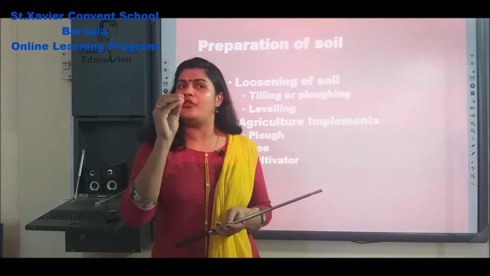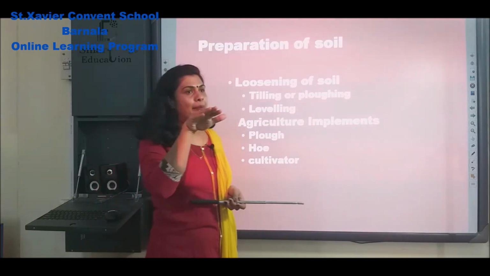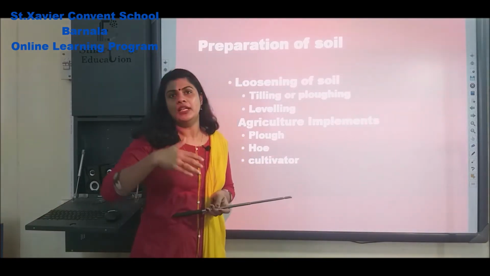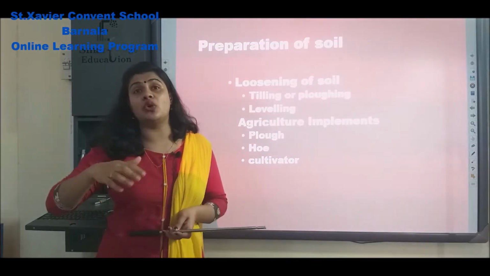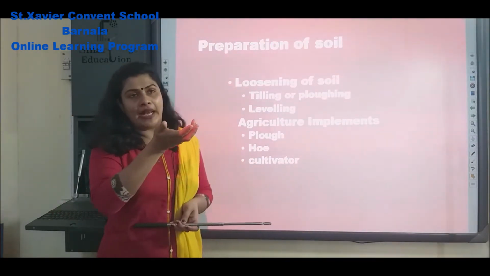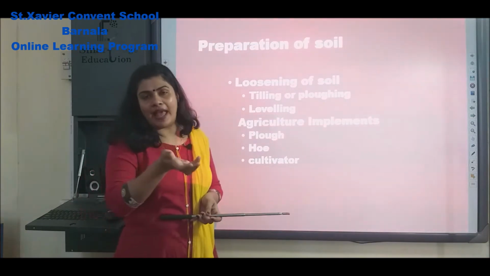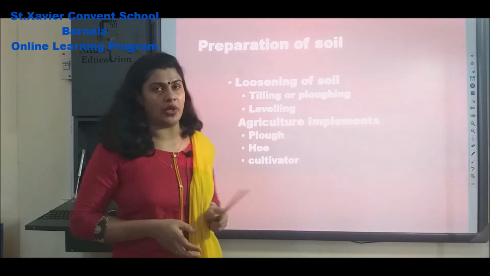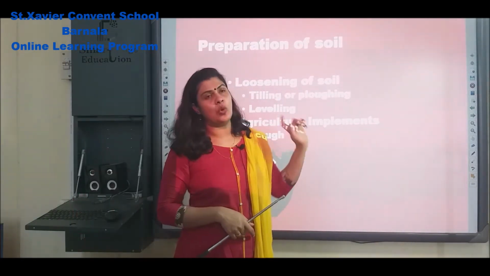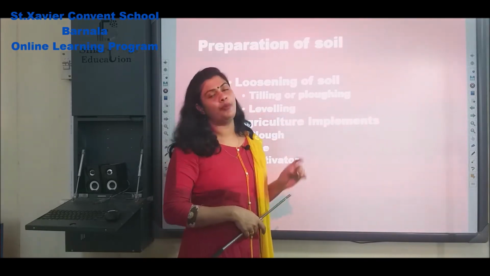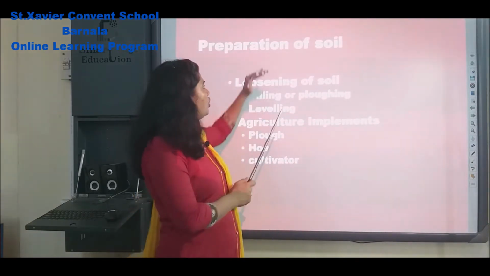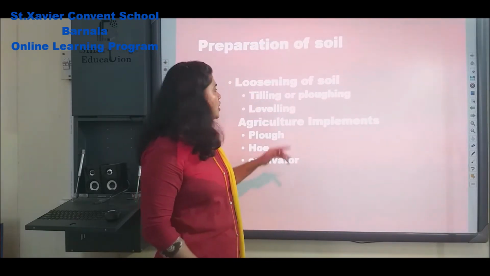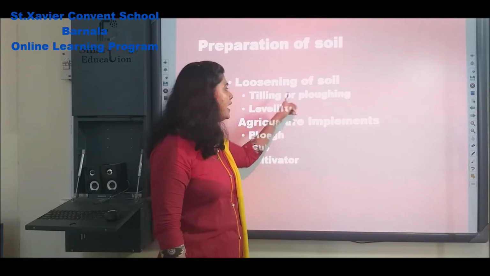As you all know, only a few centimeters of the top layer of the soil supports plant vegetation. So when we are turning or loosening the soil, what will happen? The nutrients present inside the soil will come to the upper layer, so the plant can easily absorb these nutrients from the soil. So the first step is loosening of soil. This process of loosening of soil we call tilling or plowing.